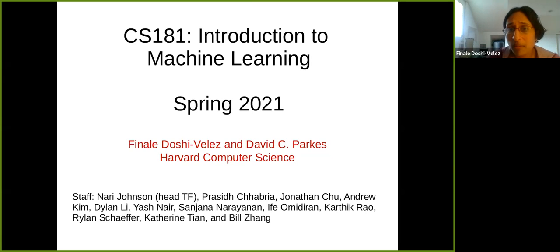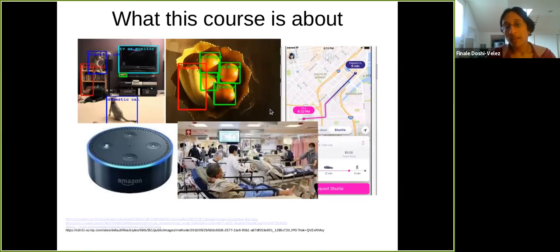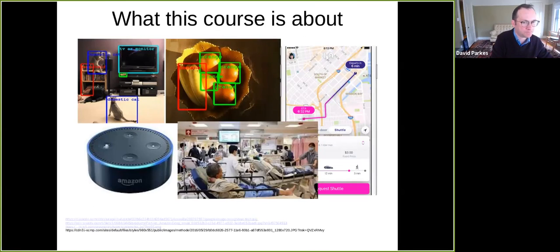So CS-181, this is the introduction to machine learning. And what we're going to be covering today, or this semester, what we want to do is just give you all a bit of an overview. We're going to chat a little bit about how we got into machine learning, and then we're going to dive into some logistics and some technical content toward the end of the lecture. So what is this course all about?